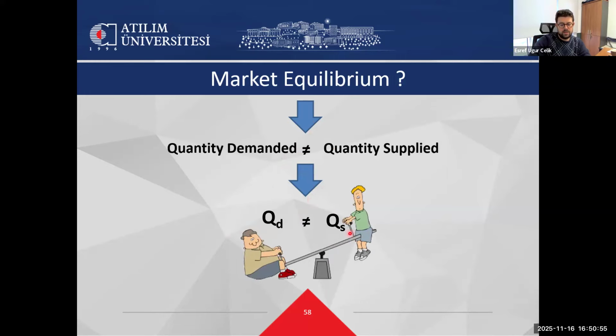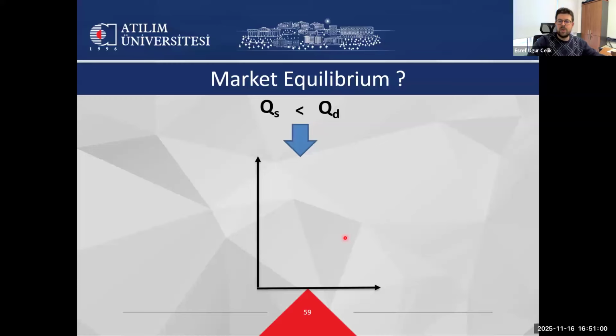In life also the same thing happens. Sometimes quantity demanded is greater than quantity supplied. The example is this one. If the price is below the equilibrium level, or below the equilibrium price, for that one also we can see the inequality condition.